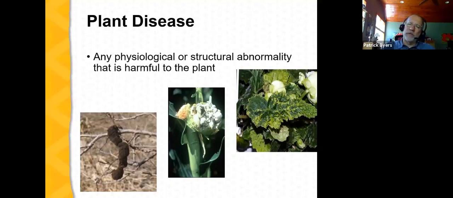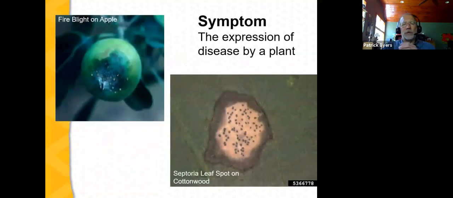Or it could be something that affects the appearance or marketability of a crop. In this case, it's a virus disease on a begonia. But again, any physiological or structural abnormality that's harmful to a plant can be defined as a plant disease. Two more definitions, and those definitions are symptom and sign. It's important to understand the difference, because when we start talking about identifying diseases, in many cases we need to look at both the symptom and the sign.